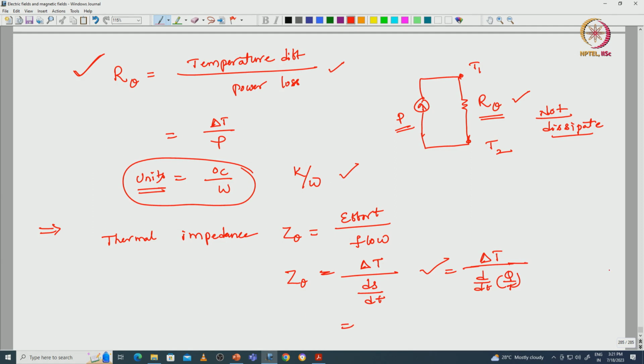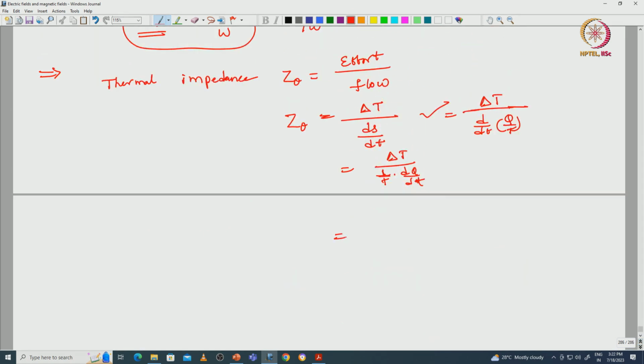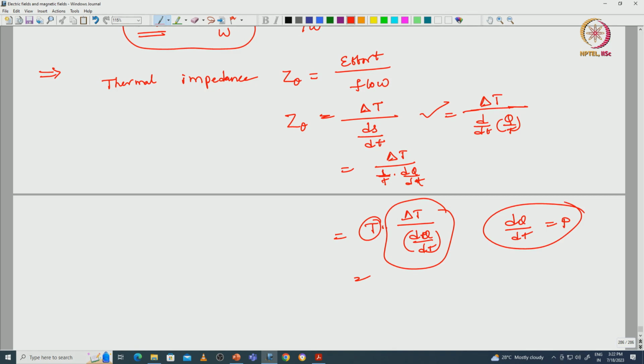So, it will give delta T by 1 by T into dQ by dt. So, this 1 by T I am bringing to the numerator side, delta T times T divided by dQ by dt. The conventional dQ by dt is nothing but power, right. The energy with respect to the time is nothing but power. So, T into R theta. So, the effective thermal impedance is nothing but Z theta is equal to T into R theta.